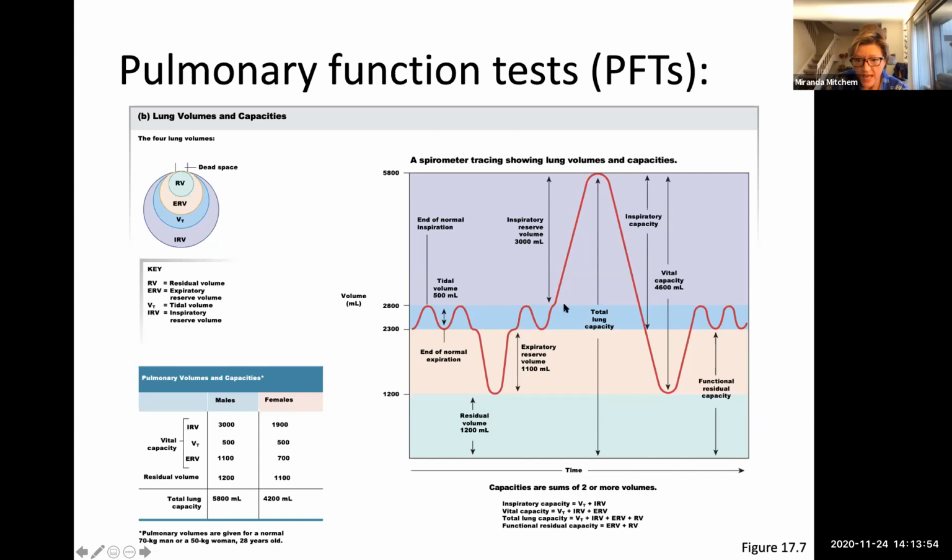which begins at the top of the tidal volume. A common mistake is students will say the inspiratory volume includes the total lung capacity, but it doesn't. It's not doing this normal tidal volume breathing, I should say. So it starts here and then it goes up.